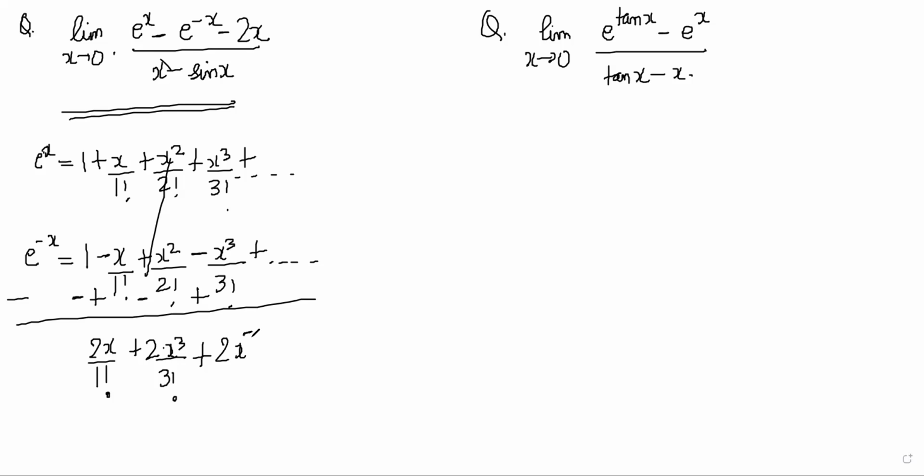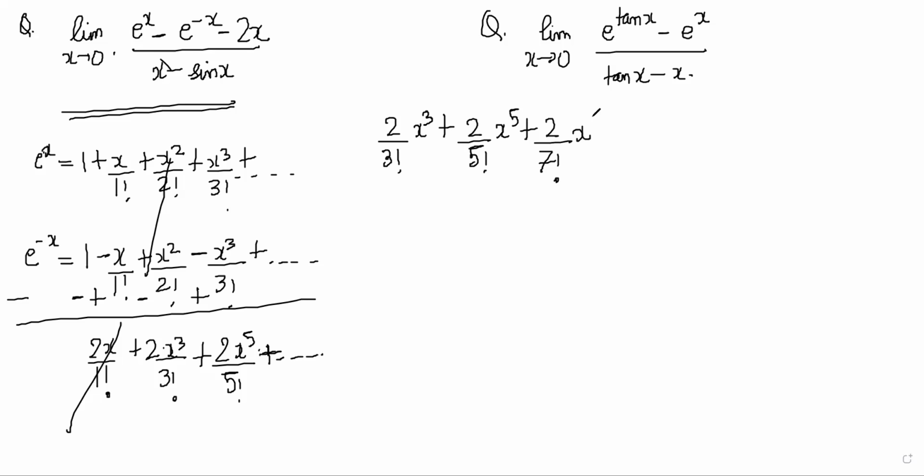So 2 times x5 by 5 factorial, and so on, right? And subtract 2x from that. Subtracting 2x from this is 2x only, so this will go away. So the numerator is basically 2 by 3 factorial x cube plus 2 by 5 factorial x5 plus 2 by 7 factorial x7 and so on, right? And the denominator now we have to think of.